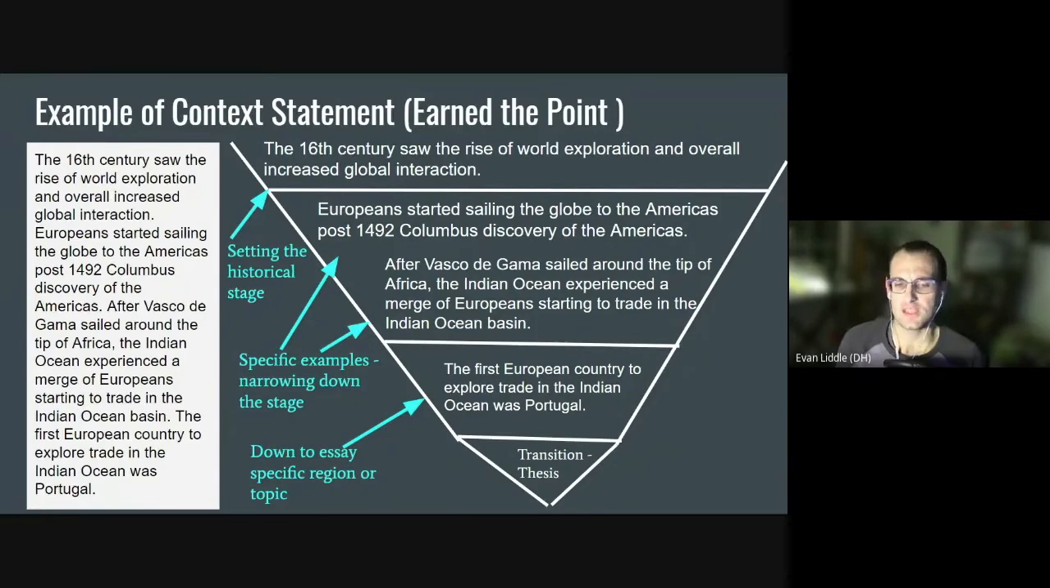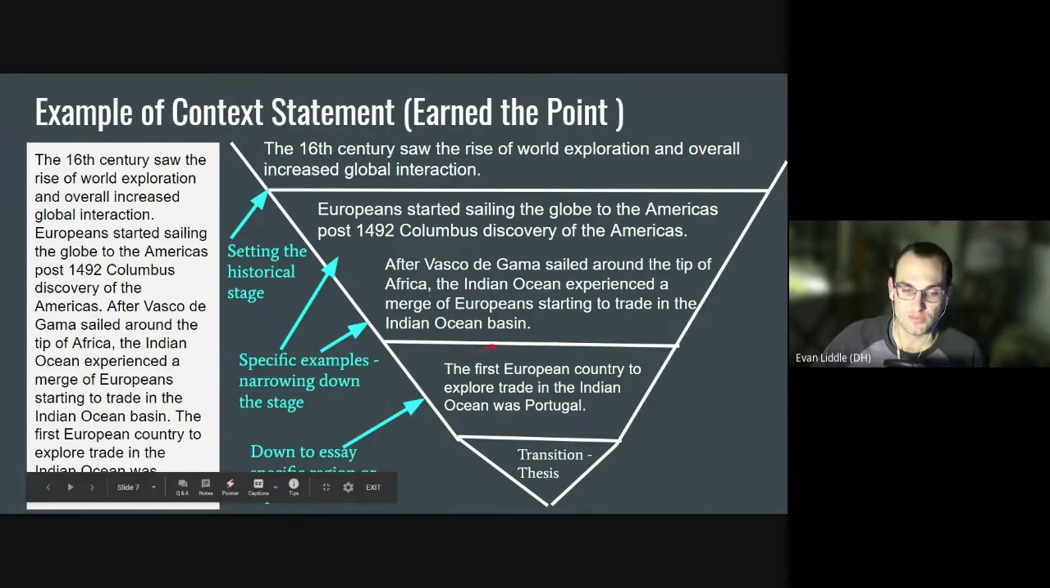The first European country to explore trade in the Indian Ocean was Portugal, right? And this could even be a transition. This could be the transitionary sentence, potentially, if that's something your teacher requires. But now we're ready to talk about Portugal and trading in the Indian Ocean.